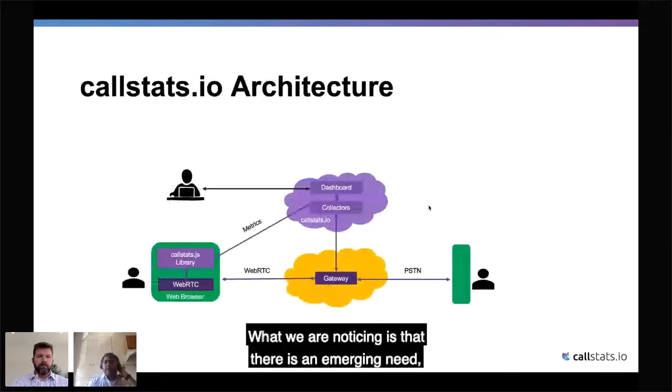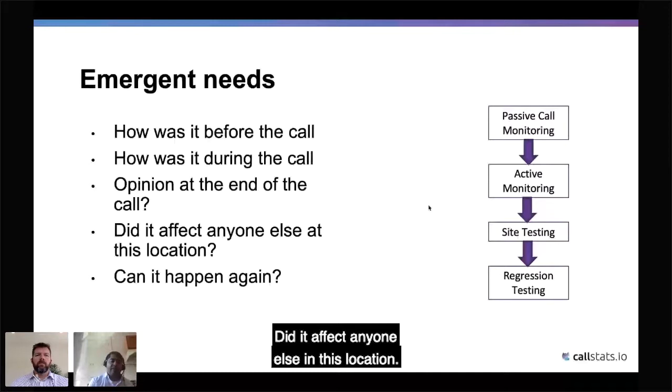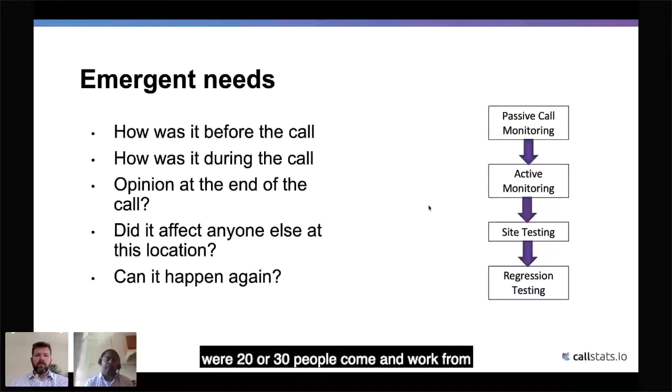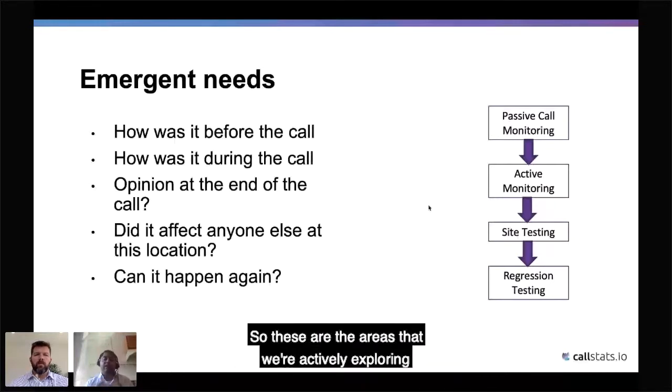What we're noticing is that there's an emergent need. How was it before the call? How was it during the call? Opinion at the end of the call? Did it affect anyone else in this location? So if it was indeed a small brick and mortar place where 20, 30 people come and work from, is it just this person or is it more? And then lastly, can it happen again? So these are the areas that we are actively exploring.